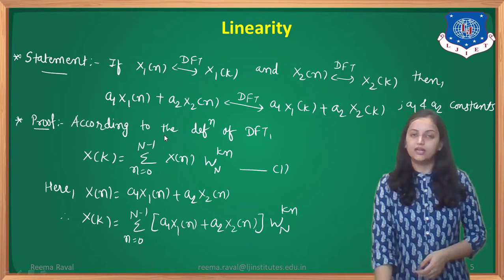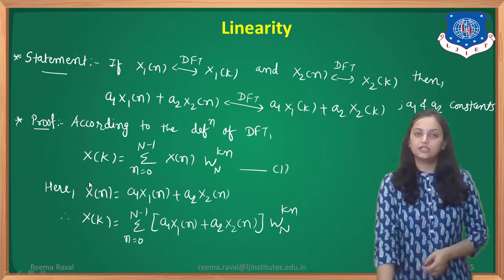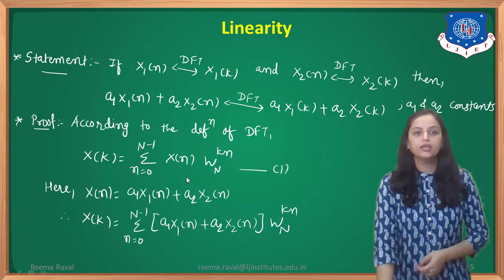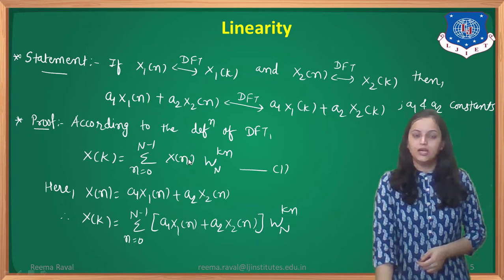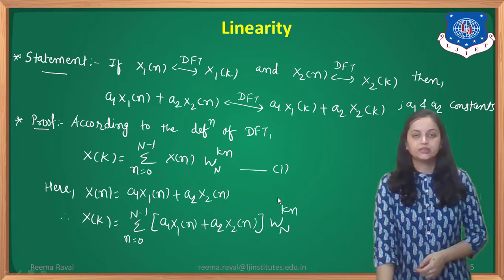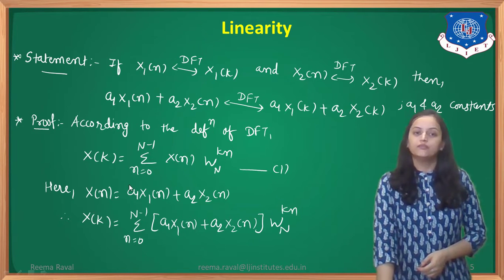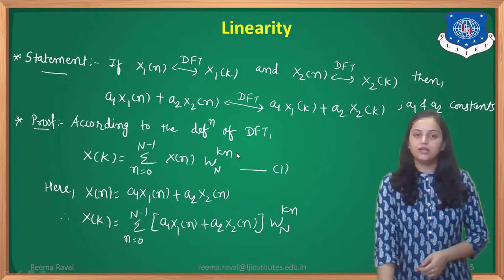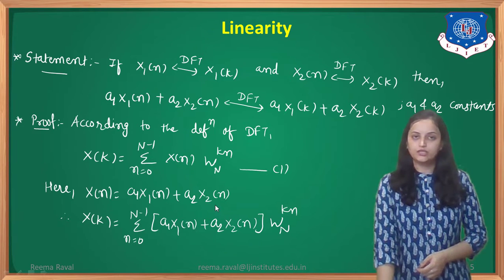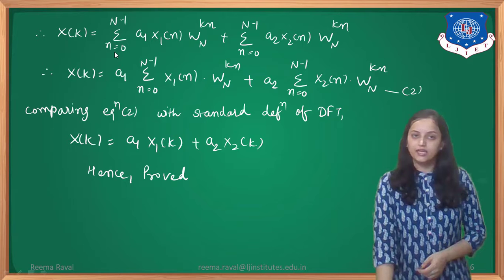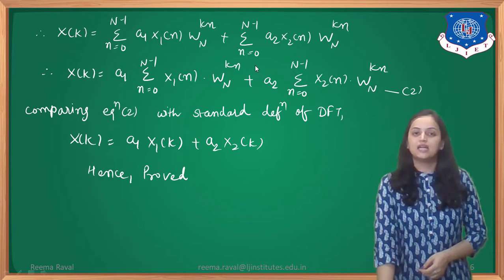So again, according to the definition of DFT, x of k is equal to summation of n equals 0 to N minus 1 x of n into W_N^kn. This is equation number 1, that is our definition of DFT. Now we are going to replace x of n with a1 x1 of n plus a2 x2 of n, which will give this equation. Now if we split these terms, we will get summation of n equals 0 to N minus 1 a1 x1 of n W_N^kn. Same way for the second part, we will get a2 x2 of n.